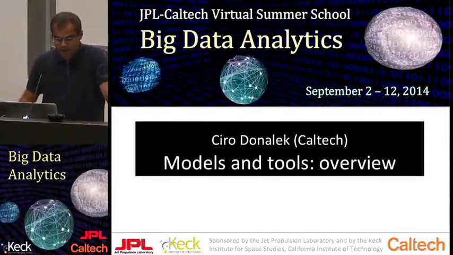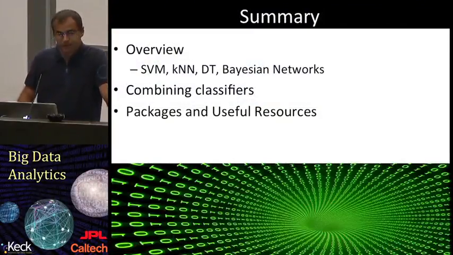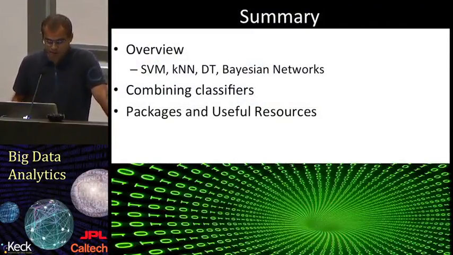Hi, and welcome to the third and last module on classification. Last time, we have seen in detail how a multilayer perceptron works and can be used for classification. In this lecture, I'll give you an overview of a few other different models, such as support vector machines, k-nearest neighbors, decision trees, and Bayesian networks. Then we will also see the advantages of combining classifiers, and I'll give you some references to packages in different languages and online tools that you can use to solve your pattern recognition problems.